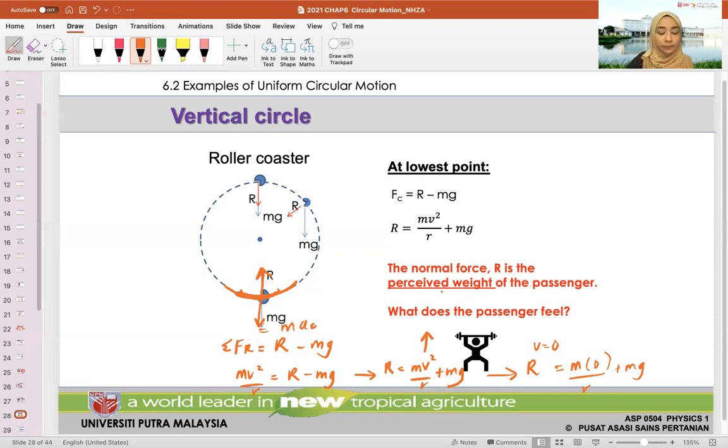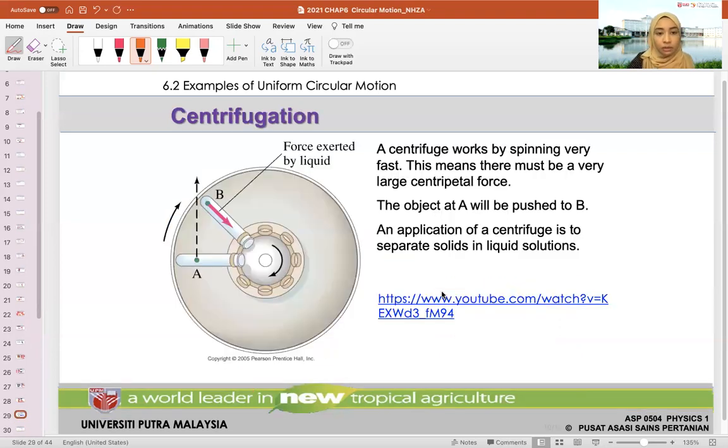Any questions? So everyone's okay with this example? Always find the net in the FR in the radial direction, okay? So this is an application. So we talked about roller coaster, Ferris wheel, pendulum, car on a bank.